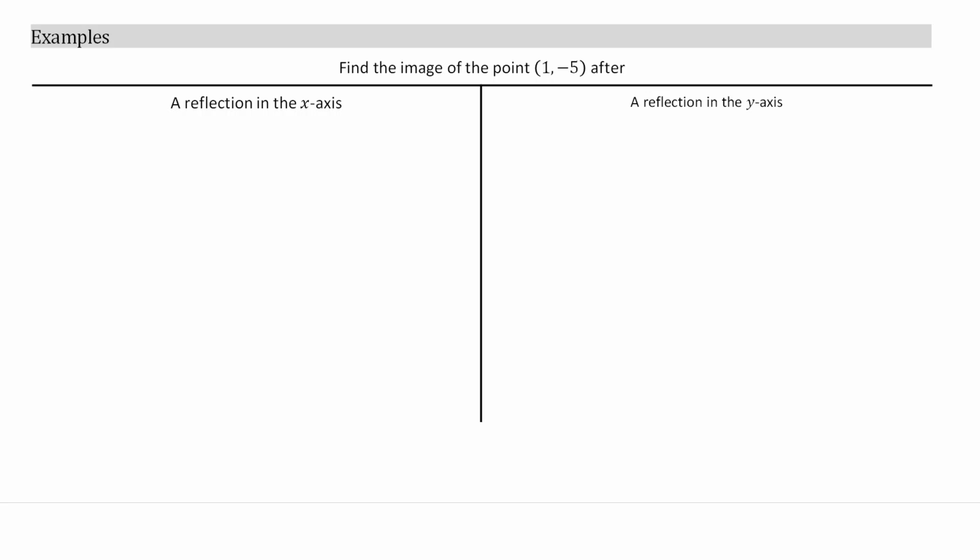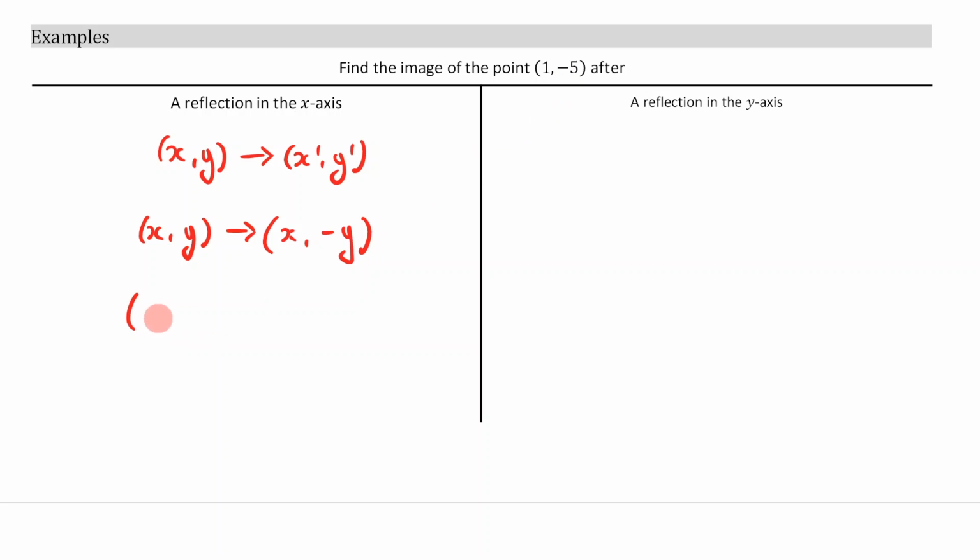All right, so here it says, find the image of the point (1, -5) after a reflection in the x-axis. So we could go about this a long way. We're starting with a point, and I'm going to a new point, (x dash, y dash). I'm reflecting in the x-axis. That means my x value stays the same. It's my y value that changes. So my y dash is -y.